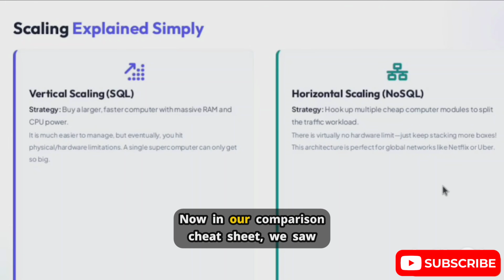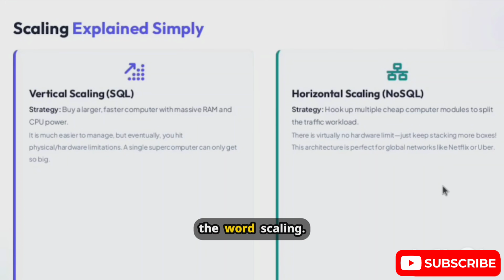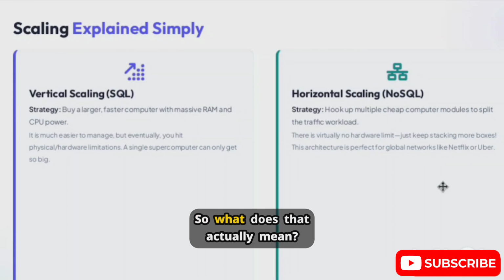Okay, now in our comparison cheat sheet, we saw the word scaling, right? So what does that actually mean? Let's look at the screen.